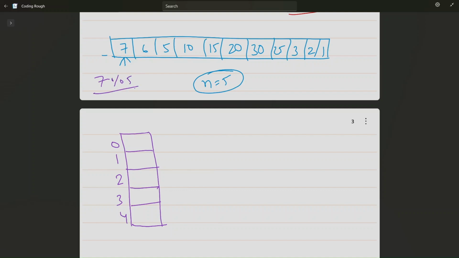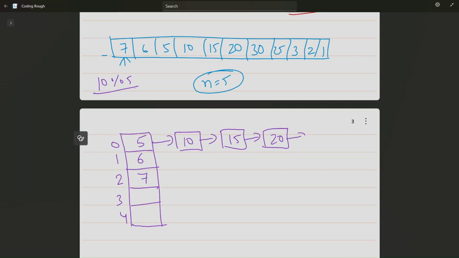6 modulus 5 will be 1. When I do 5 modulus 5, the value will be 0, so 5 is there. 10 modulus 5 is again 0, so I will store 10 there. 15, 20, 30, and 25 all come into index 0 again. Now 3 will come here, 2 will come here, and 1 will come here.